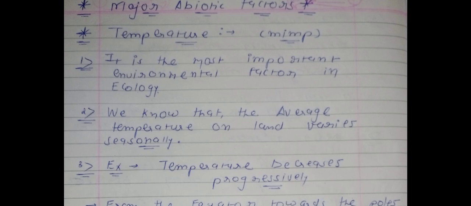First point, it is the most important environmental factor in ecology. So from the view of ecology, temperature is an important factor. Okay, so underline this: blank is an important factor. The answer will be temperature. Point number 2, we know that the average temperature on land varies seasonally. So it means in different types of season, different types of temperature will be there. It means in all seasons temperature will not remain the same. Temperature will be different in different types of season.